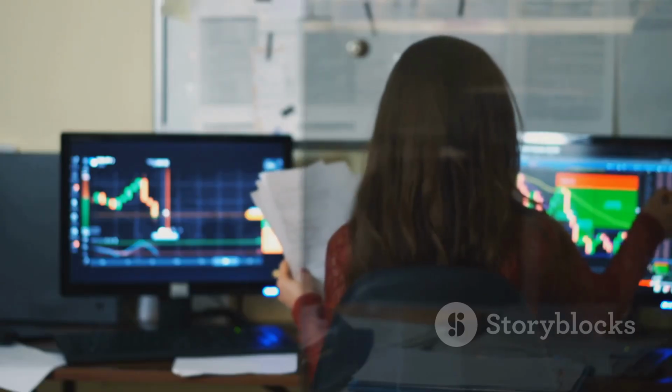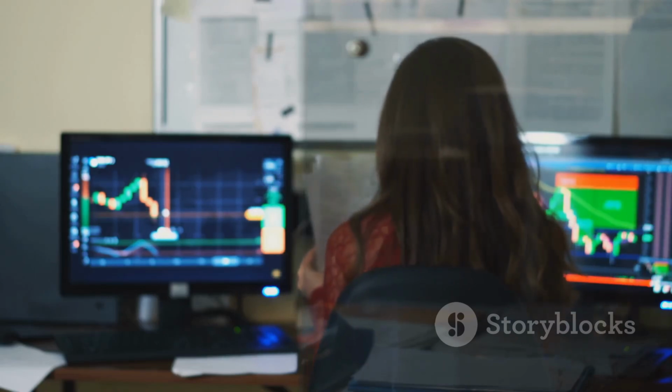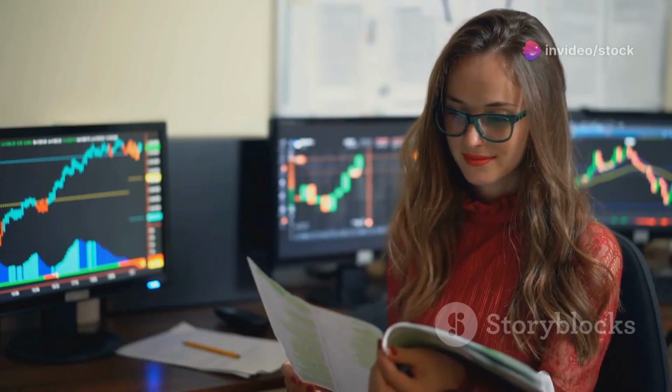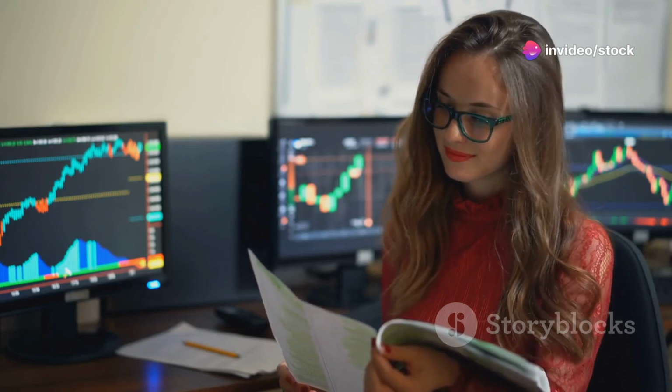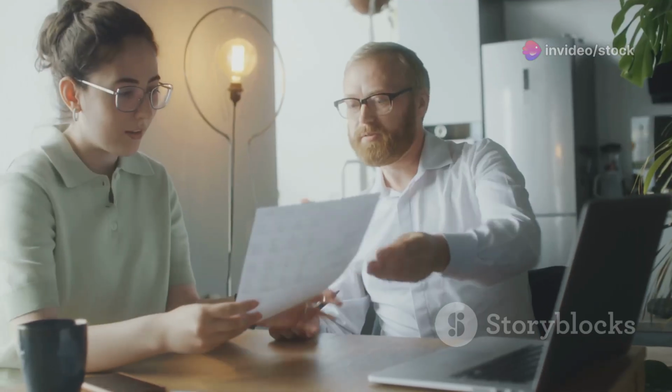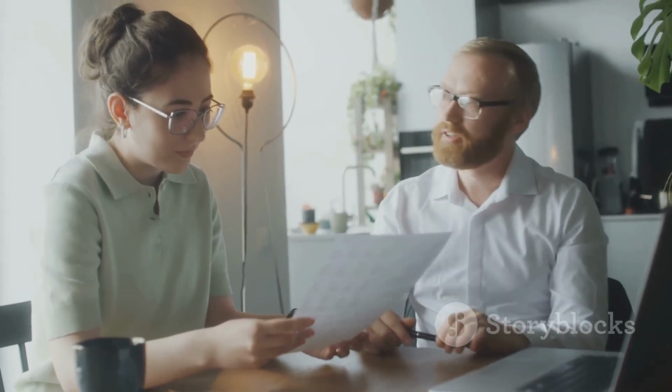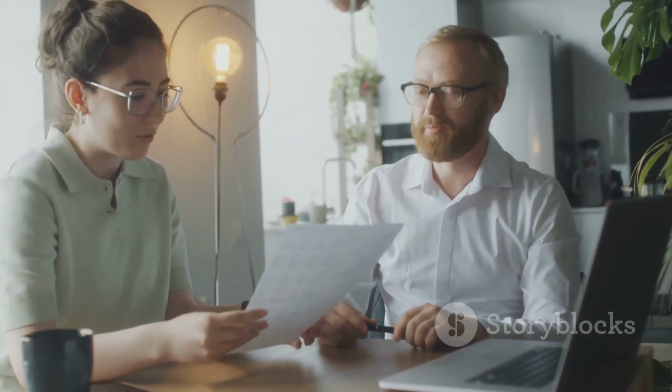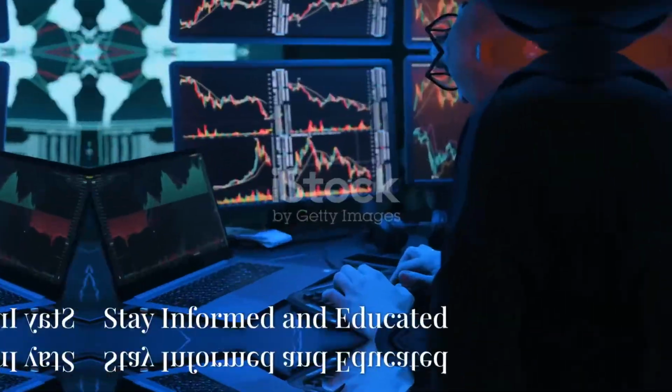If you sell an investment for a profit, you'll owe taxes on those gains. Holding your investments for the long term, longer than a year, can qualify you for lower long-term capital gains tax rates. It's always a good idea to consult with a qualified tax advisor to understand the tax implications of your investment decisions.